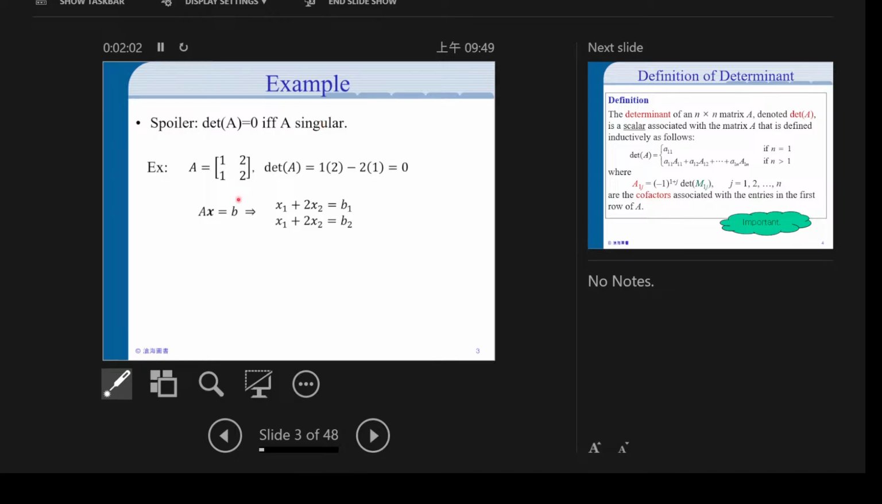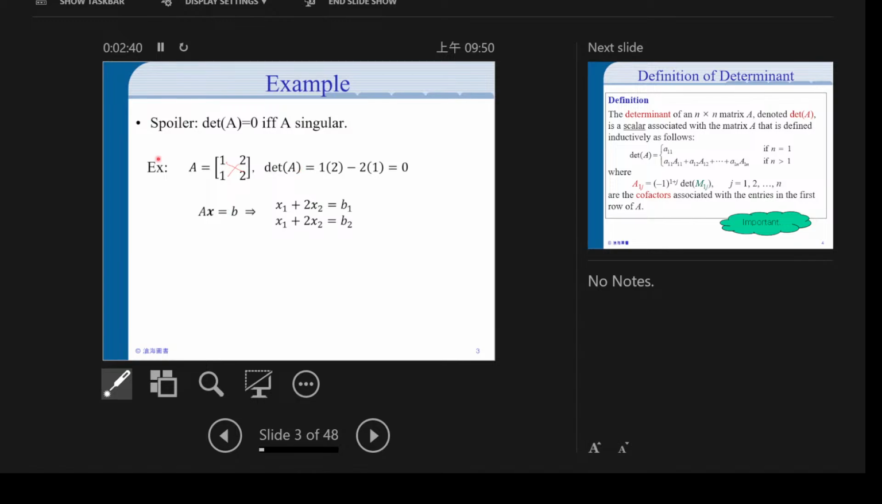And here is an example of calculating the determinant of this 2x2 matrix. How we calculate the determinant for a 2x2 matrix, I think you do this a lot in high school, is you connect those two lines. You multiply together this diagonal, then multiply together this off diagonal, and subtract. So determinant of A here is 1 times 2 minus 2 times 1, which equals 0.